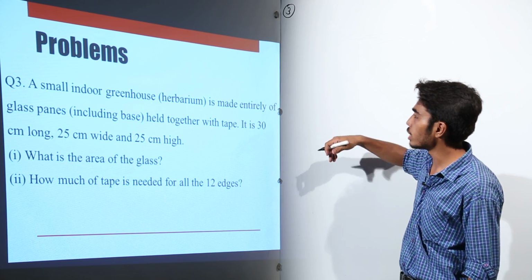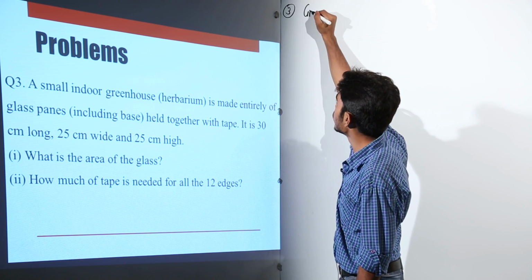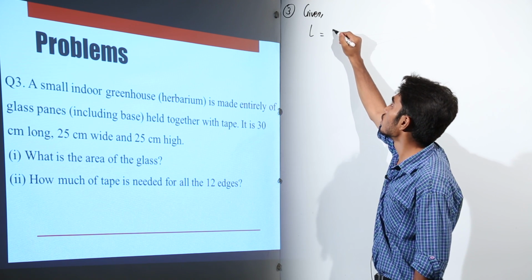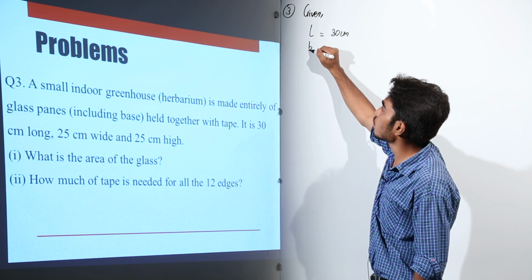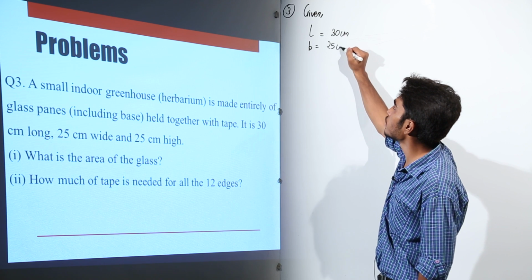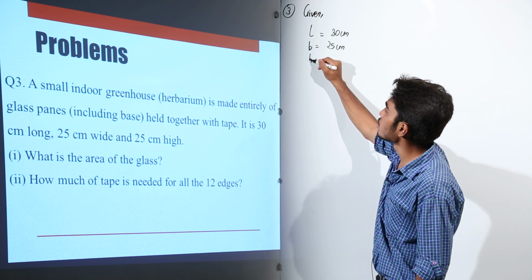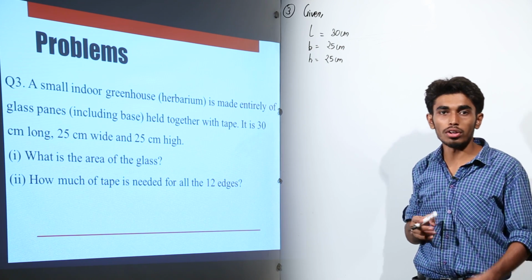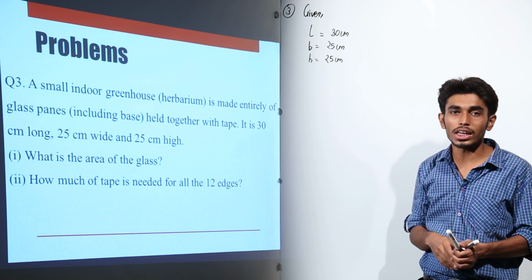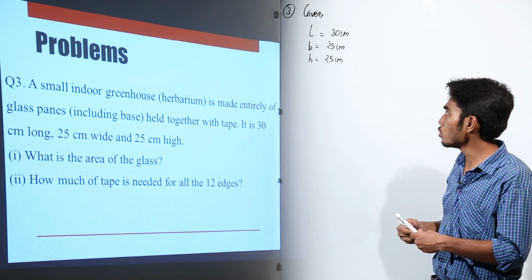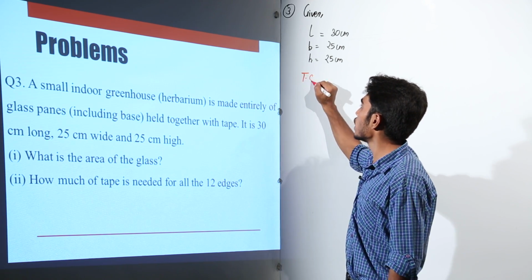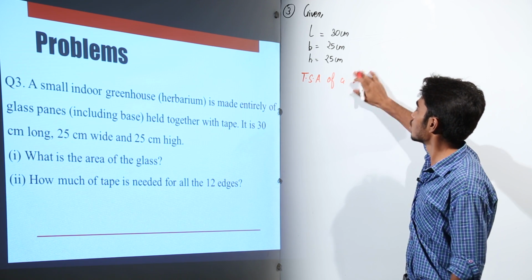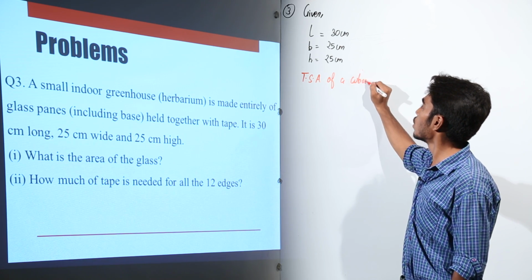We know the dimensions of the greenhouse, so I am going to write given: length of the greenhouse is equal to 30 centimeter, breadth of the greenhouse is equal to 25 centimeter and height of the greenhouse is equal to 25 centimeter again. So we have L, B, H for the greenhouse and we need to find the total area of the glass. Now we know the formula for total surface area of a cuboid.